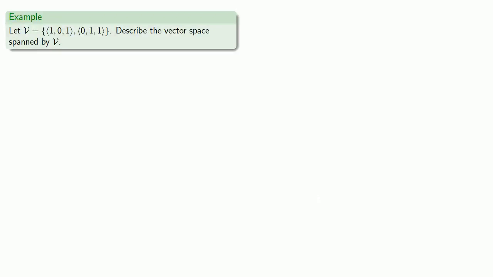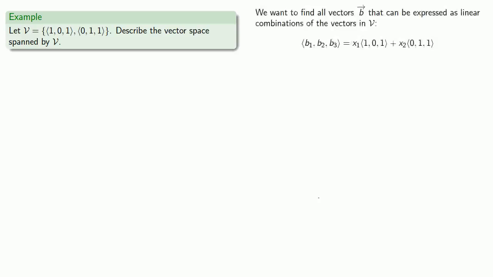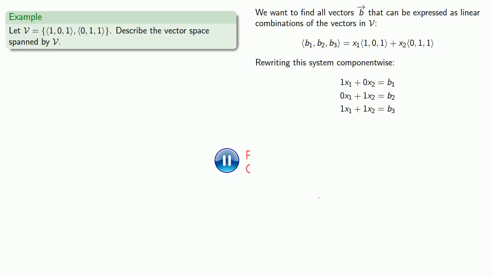So suppose I have my set of vectors, and I want to describe the vector space that's spanned by this set. So I want to find all vectors B that can be expressed as a linear combination of the vectors in our set. So that means our vector is going to be some scalar multiple of (1, 0, 1) plus some scalar multiple of (0, 1, 1). And once we have it in this form, we can rewrite this system component-wise. We can reduce the augmented coefficient matrix.